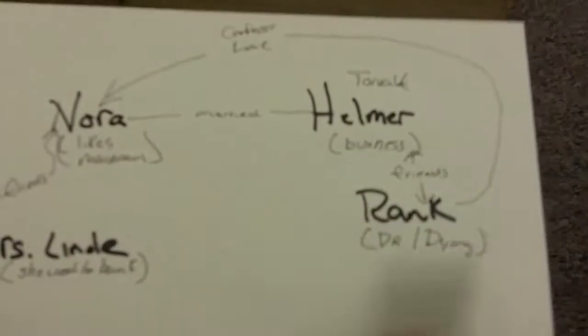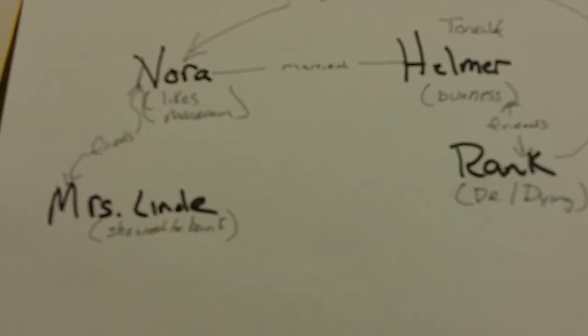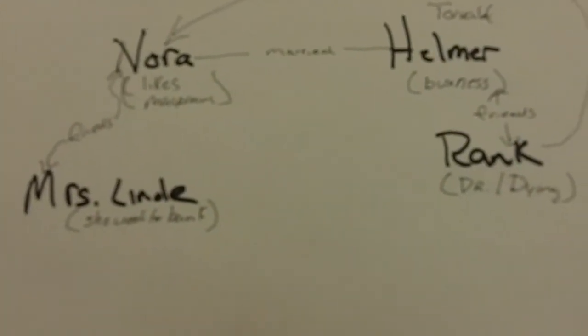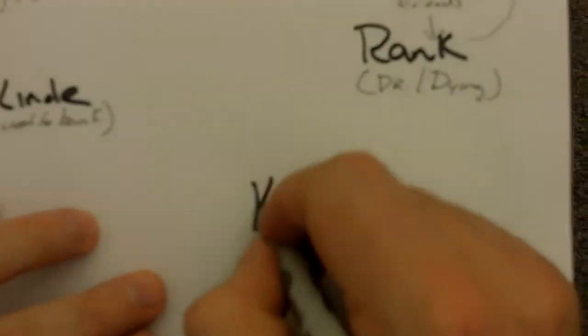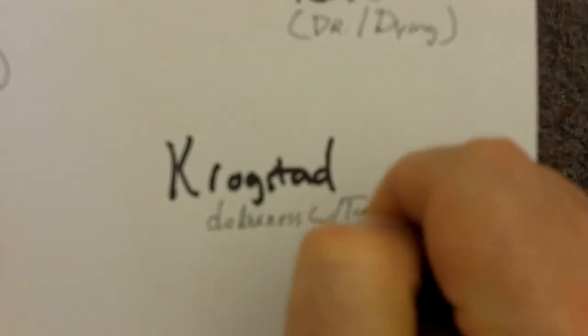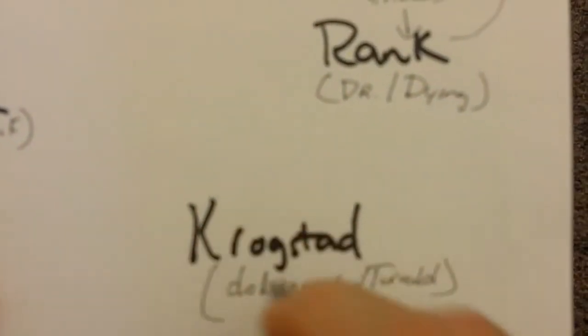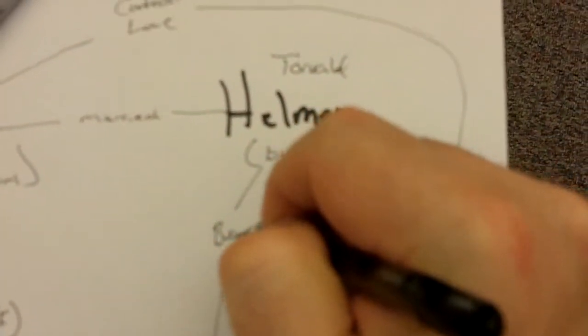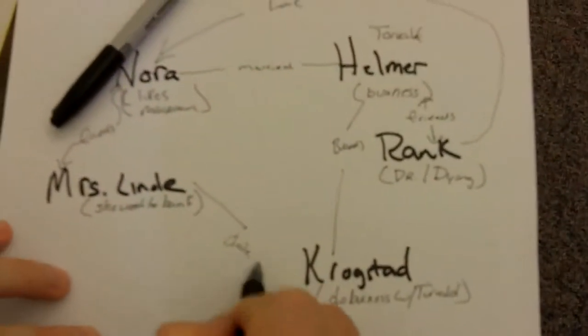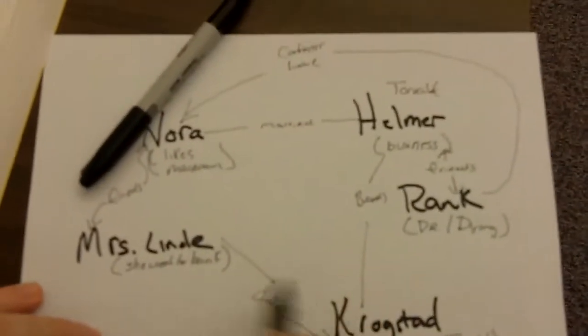So now my chart is starting to get a little crazy. But we're only about halfway through the first act. All of a sudden, I get introduced to Krogstad. What do I know about Krogstad? I know he's here to do business with Torvald. So there's a business relationship. Well, then I find out he used to date Mrs. Lynde.